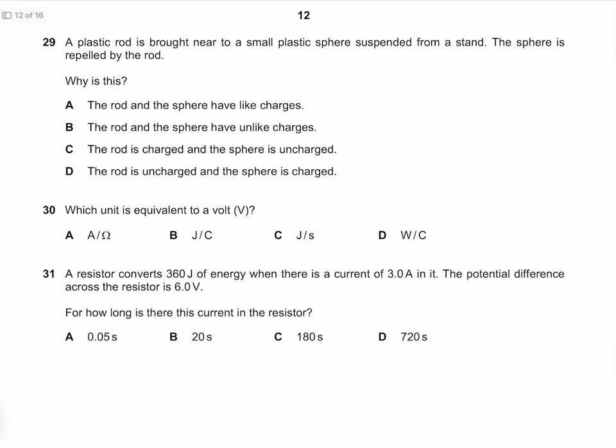A plastic rod is brought near to a plastic sphere suspended from a stand. The sphere is repelled by the rod. Why is this? The rod and the sphere have like charges is indeed a reason why this would happen. If they had unlike charges, they would attract. If the rod were charged and the sphere was uncharged, we would either expect nothing to happen, or if the charges on the sphere were able to move, we might expect attraction. And the same situation for D. So our answer must be A.